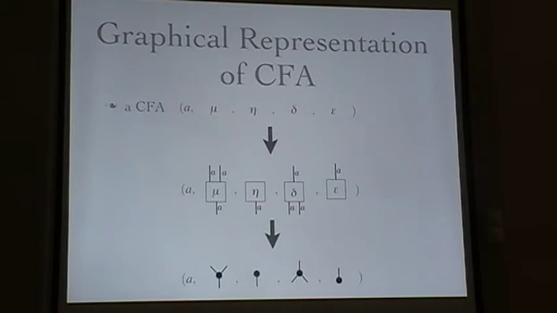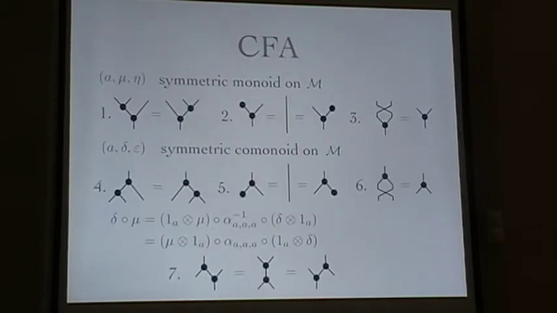Using this notation, the axiom of CFA can be written like this. Remember, a CFA consists of symmetric monoid and symmetric comonoid, which satisfy this axiom. Then, equations from 1 to 3 express the axioms of symmetric monoid. This is associative law, and unit law, and commutative law. Similarly, equations from 4 to 6 express the axiom of symmetric comonoid. And equation 7 expresses the axiom of Frobenius algebra.